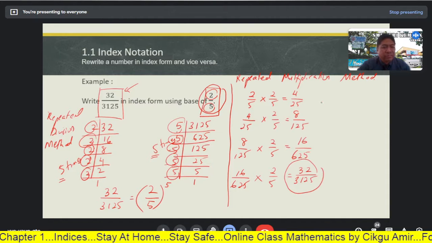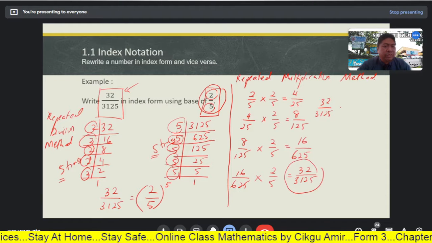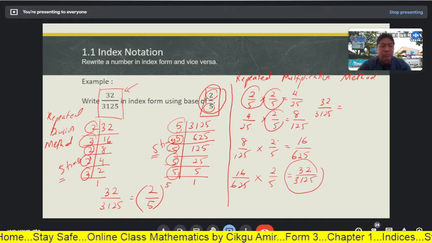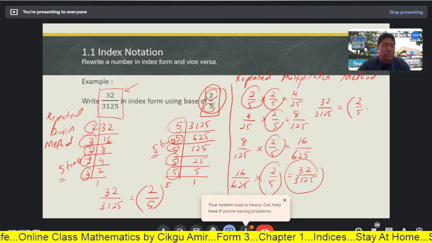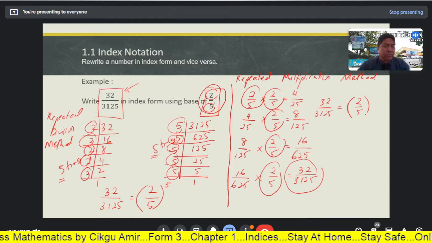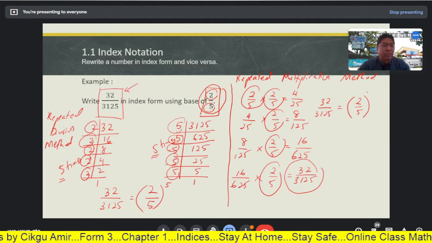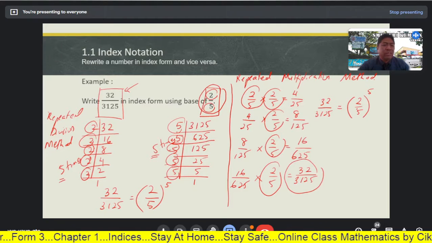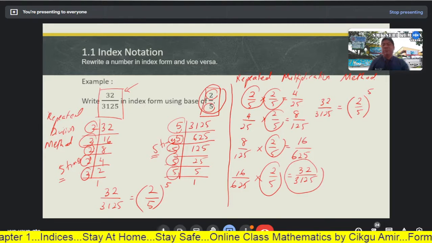How to write this? 32 over 3125 is equal to, the base here is 2 over 5. How many times? 1, 2, 3, 4, 5. 2 over 5, 5 times. So the answer here is 2 over 5 to the power of 5.